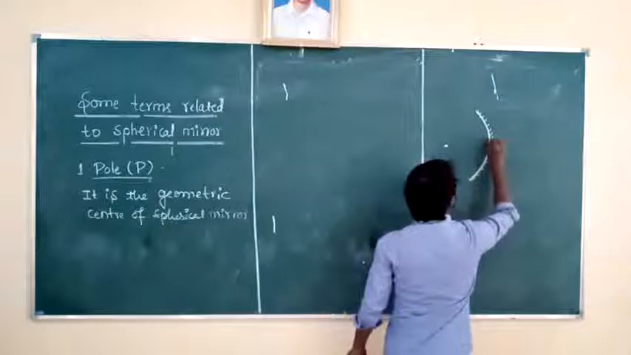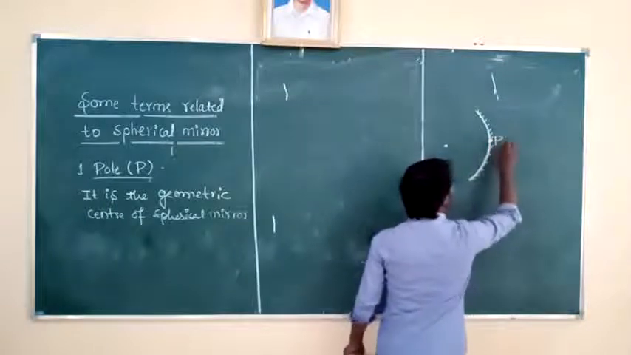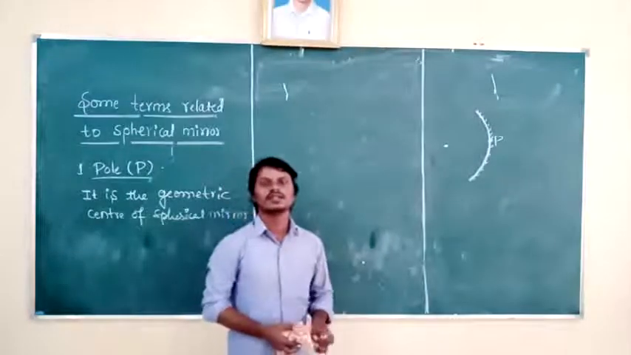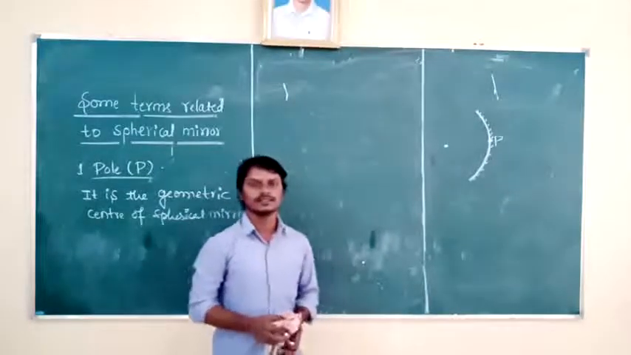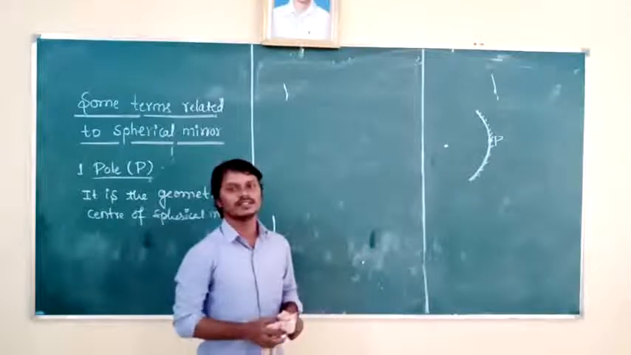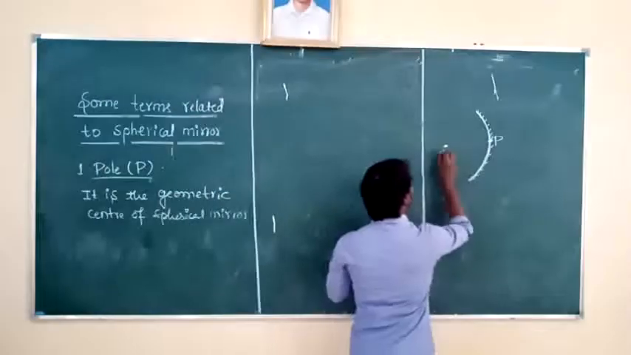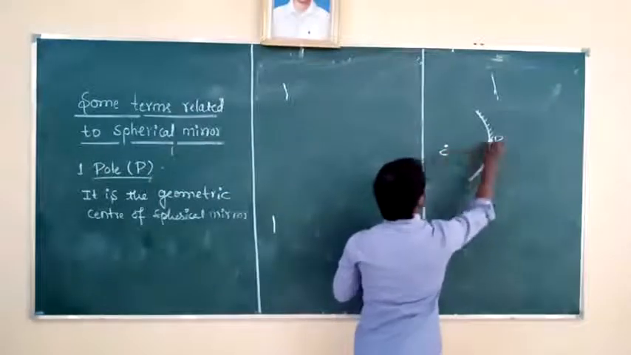What is pole here? Pole is the geometric center or midpoint of the spherical mirror, denoted by P. Here pole is treated as the origin, like the origin in the xy plane. So pole is the origin here. Then there is the center of curvature, and the pole.